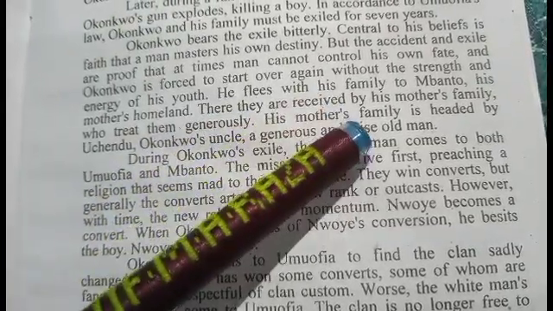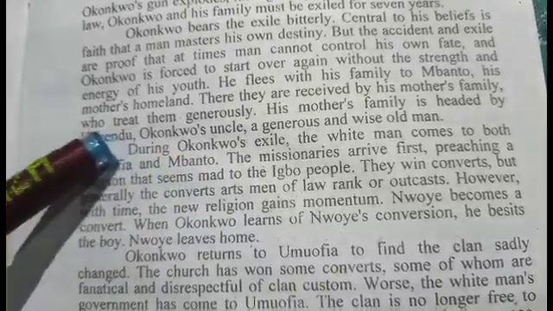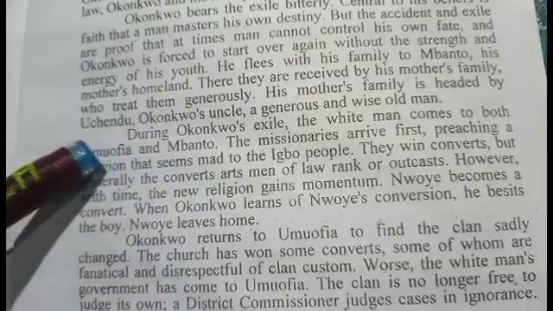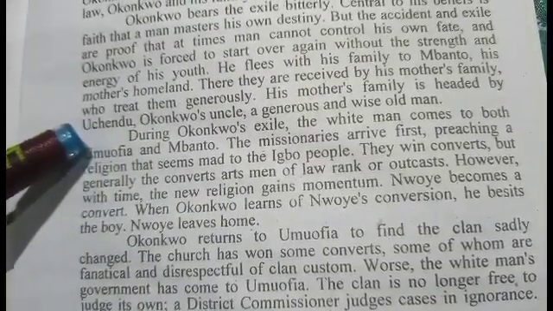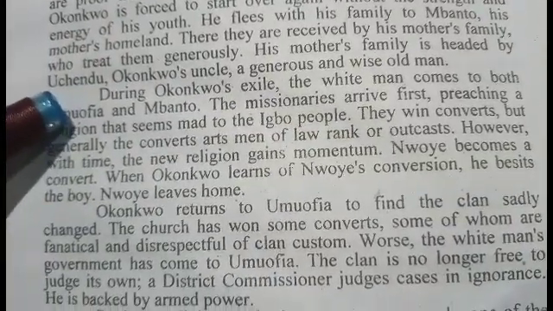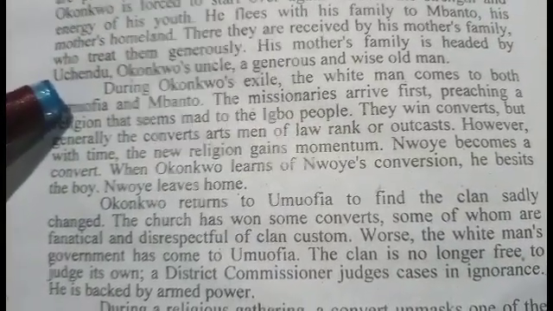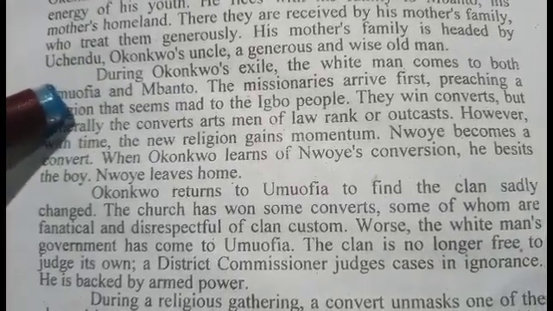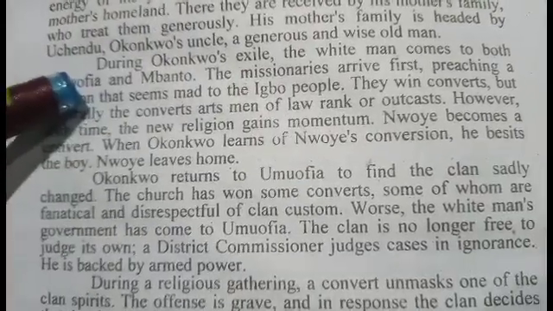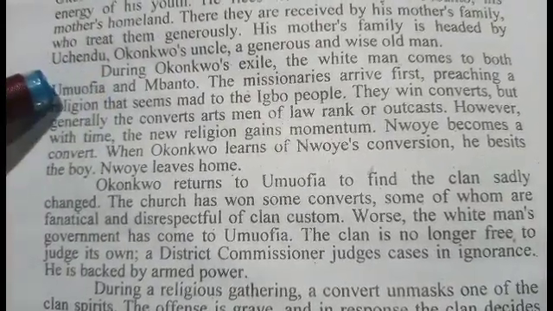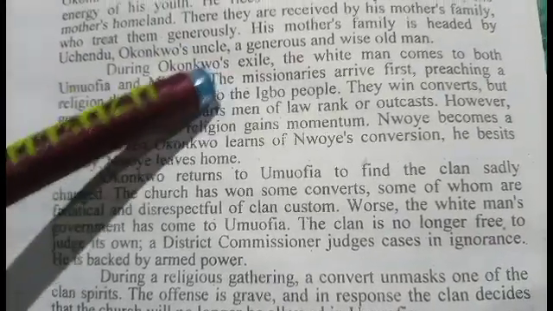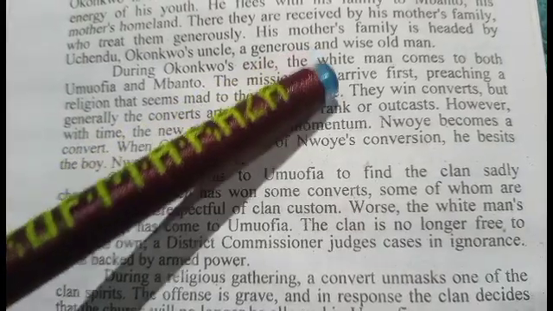There, they are received by his mother's family, who treat them generously. His mother's family is headed by Okin Dew or Okin Dao. Both are acceptable as pronunciation of the word. Ch for che in Barisahir, or in subcontinent, Pakistani or Indian accent, and in Okin Dew as Nigerian accent. Okonkwo's uncle is a generous and wise old man.